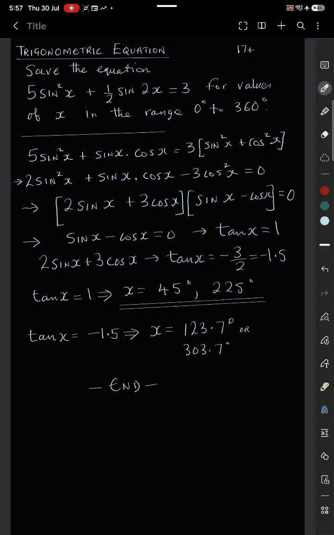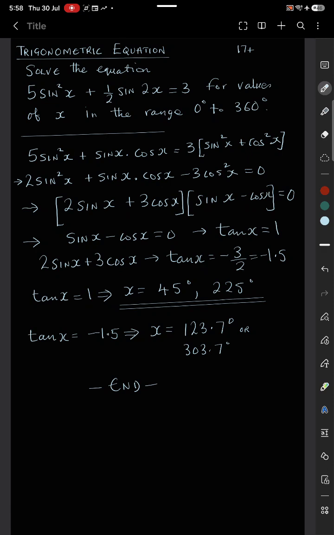This comes out quite easily, provided you start it off right. And if you don't start it off right, you can get into an awful muddle. So first of all, let's leave the 5 sine squared x as it is. The half sine 2x can be written as sine x times cos x. And on the right-hand side, we write 3 times (sine squared x plus cos squared x), because as you will know, sine squared x plus cos squared x is identically equal to 1.